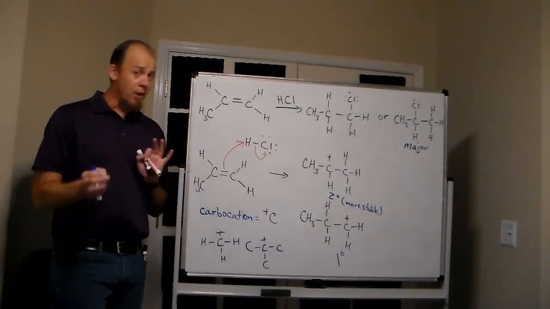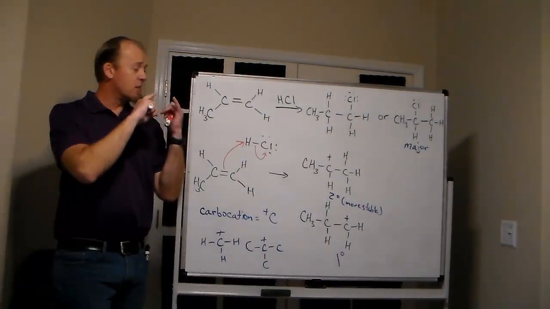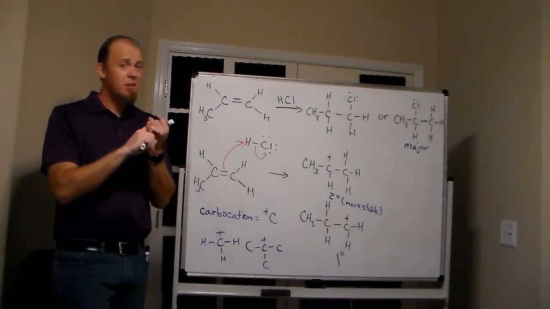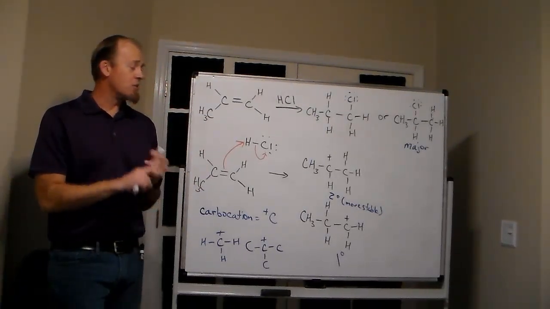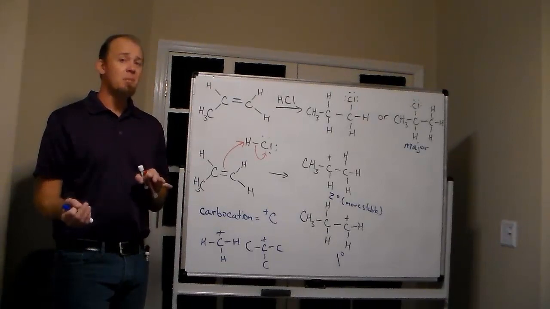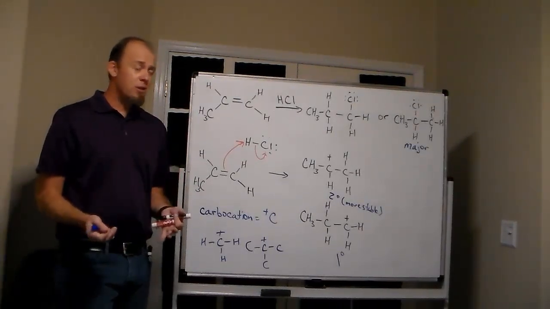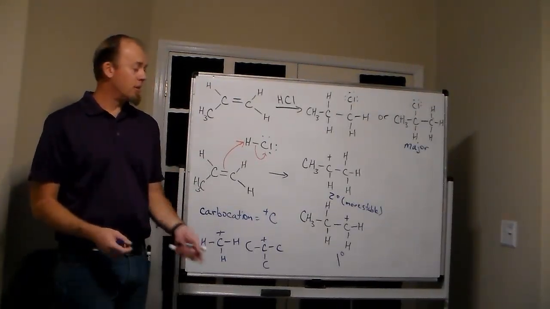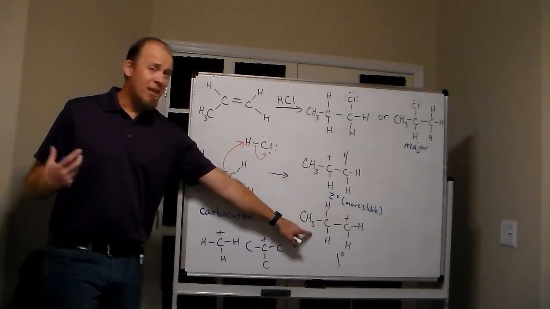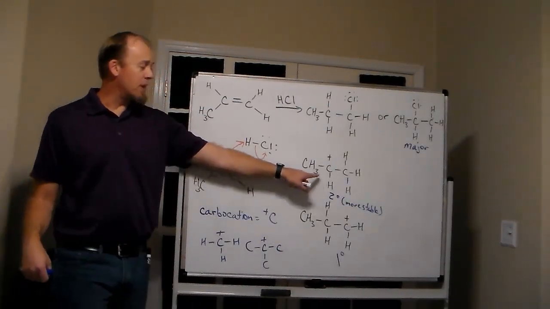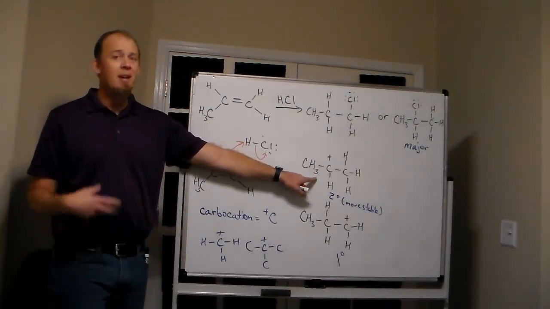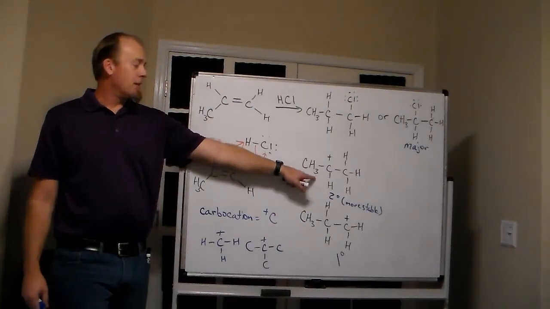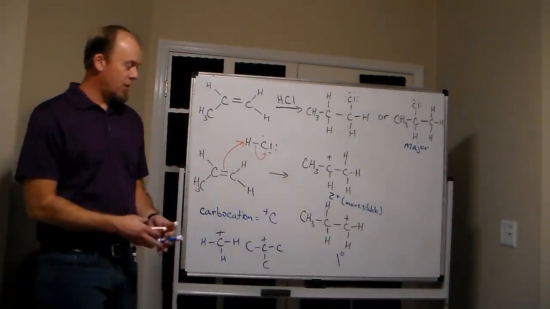What you're going to notice in organic chemistry is that stability runs a lot of these reactions. It's going to do things that are more stable. If it's lower energy, it's more likely to happen. So I can make something really high energy that's less stable, or I can make something lower energy that's more stable. It's going to take the easier path. It's going to make the one that's more stable.